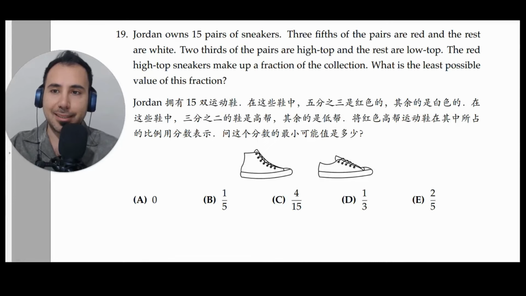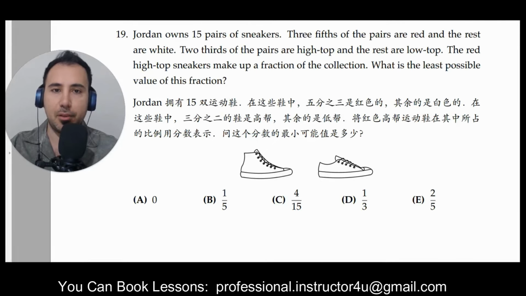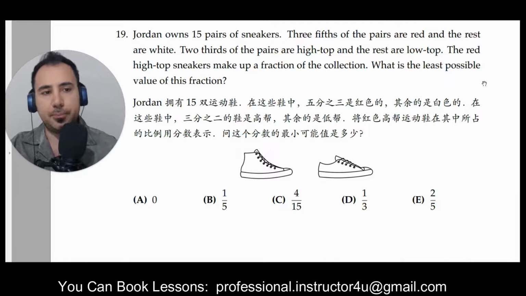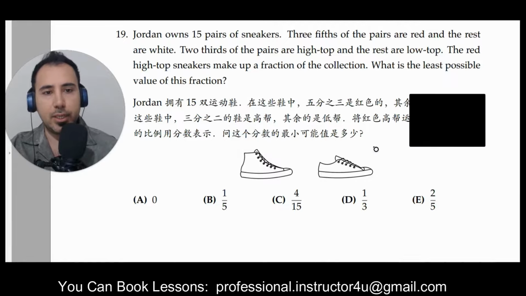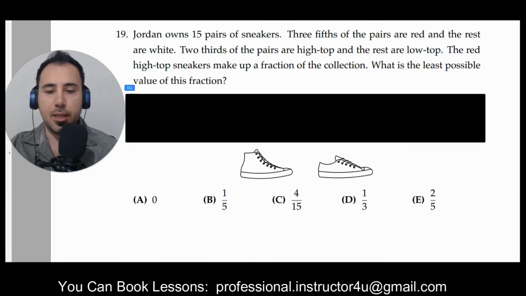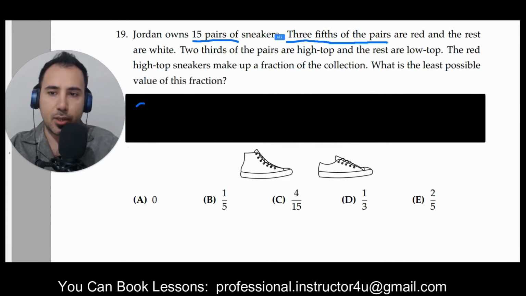Okay, problems 19 and 21 are very, very similar. So after watching this one, you could just go and give question 21 a try with the same approach. It would be a good practice. So Jordan owns 15 pairs of sneakers. 3/5 of the pairs are red and the rest are white. So from here, because we have the total number of sneakers, first we're going to have 3/5 of the pairs. We have 15. So first, what is 3/5 of 15?